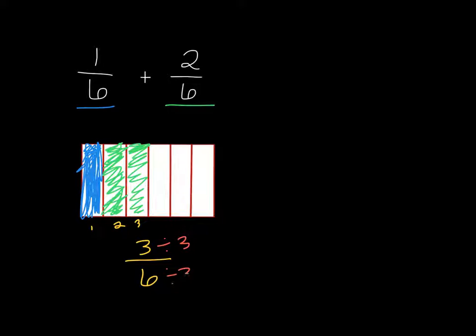When you divide a numerator and denominator, or multiply a numerator and denominator by the same number, it gives you an equivalent fraction. So that would give me 1 over 2. And you can look at the box here and see that that's half of the entire box.